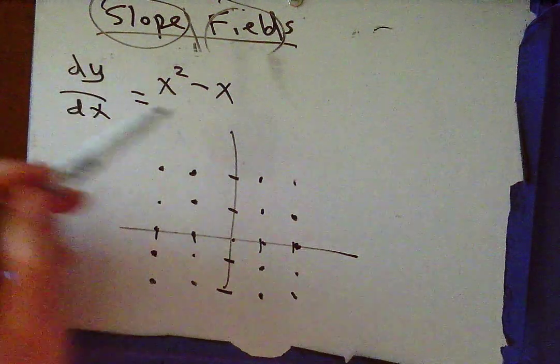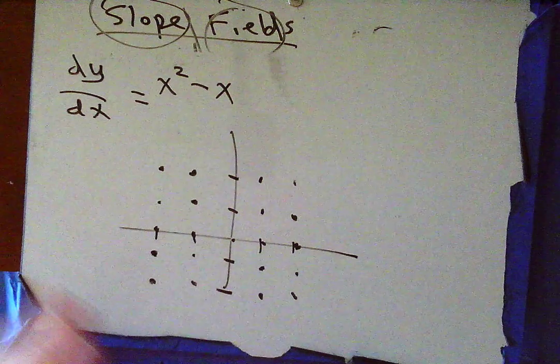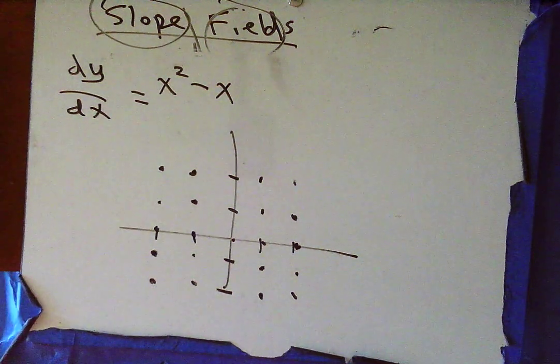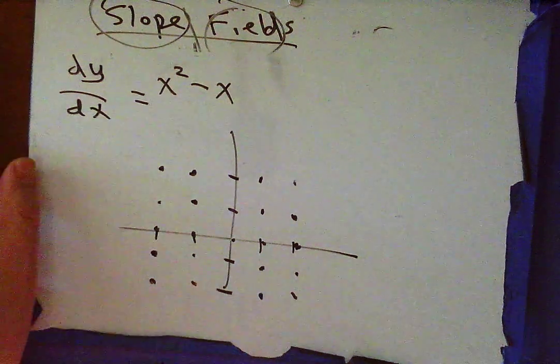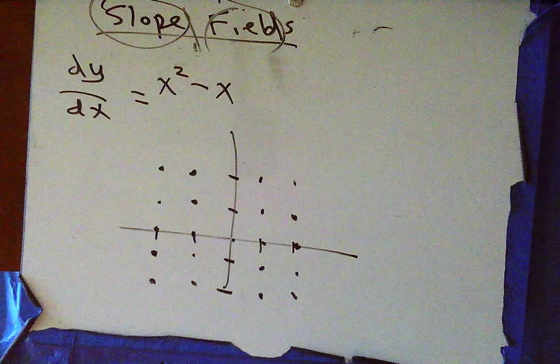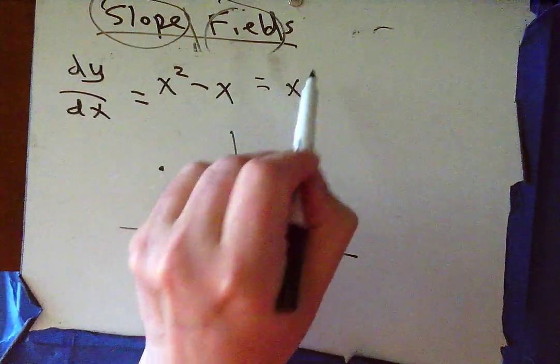All right, so please make your slope field. Do not solve the differential equation. If you have something that says x to the third over 3 when you're done, you didn't follow the directions. You just need to make the slope field here. Okay, so why don't you pause the video and give it a go. Come back when you're done.